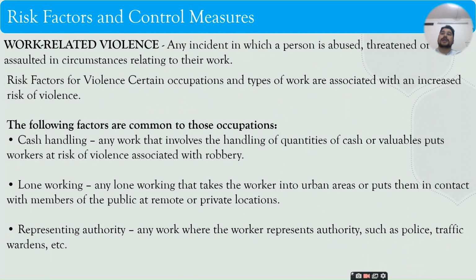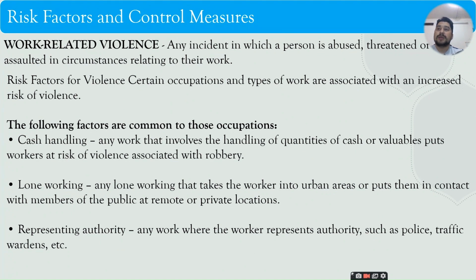Risk factors and controls. What is work-related violence? Work-related violence is any incident in which a person is abused, threatened, or physically assaulted in circumstances relating to their work. That's called work-related violence. Certain occupations and types of work are associated with an increased risk of violence.